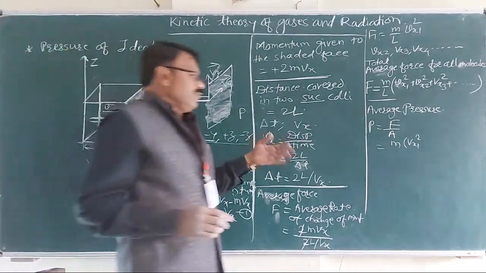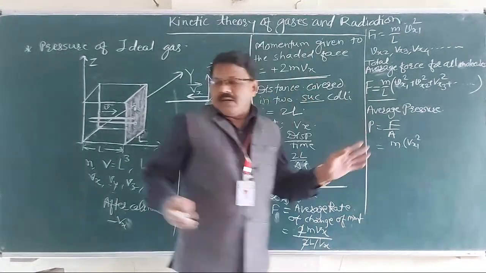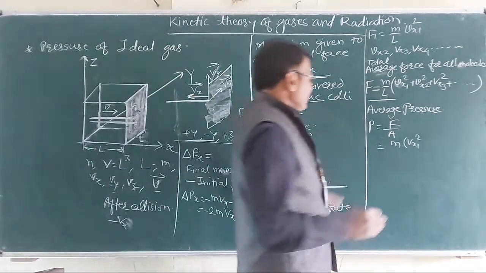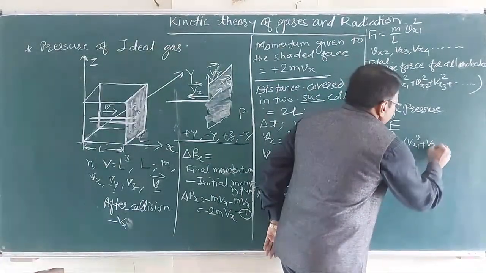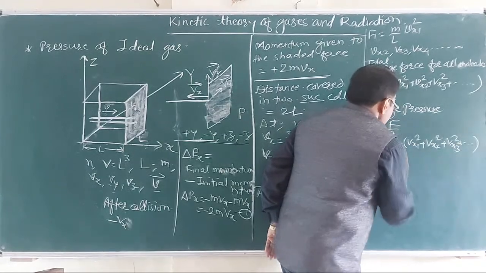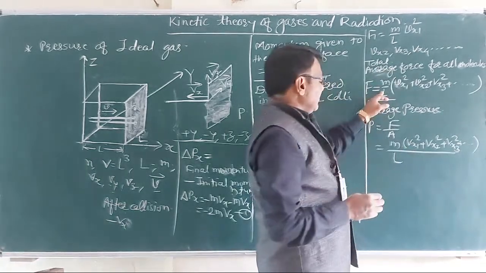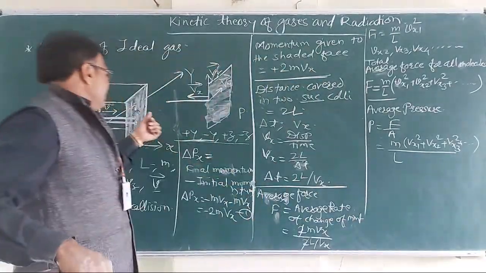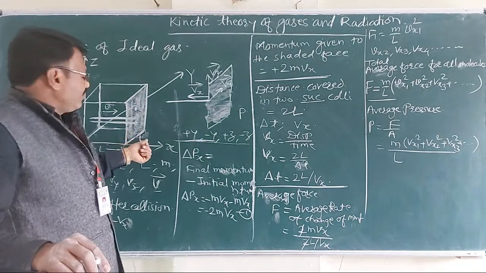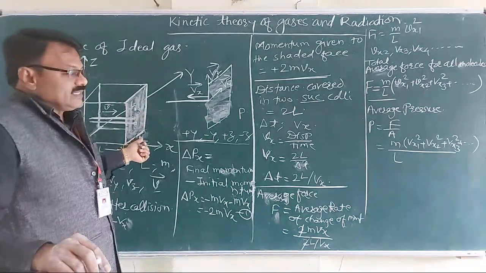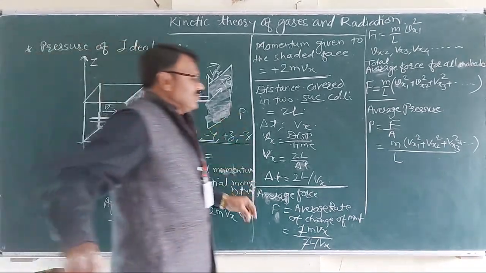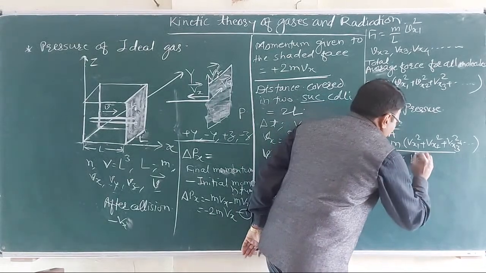Here we are finding this for the x component only. The pressure should first be found for the x component: Vx1 square plus Vx2 square plus Vx3 square upon m by l. Now the area of this face is l into l because it is a cube. Therefore the length of all sides is the same, so the face is length into breadth, and it is equal to l square.